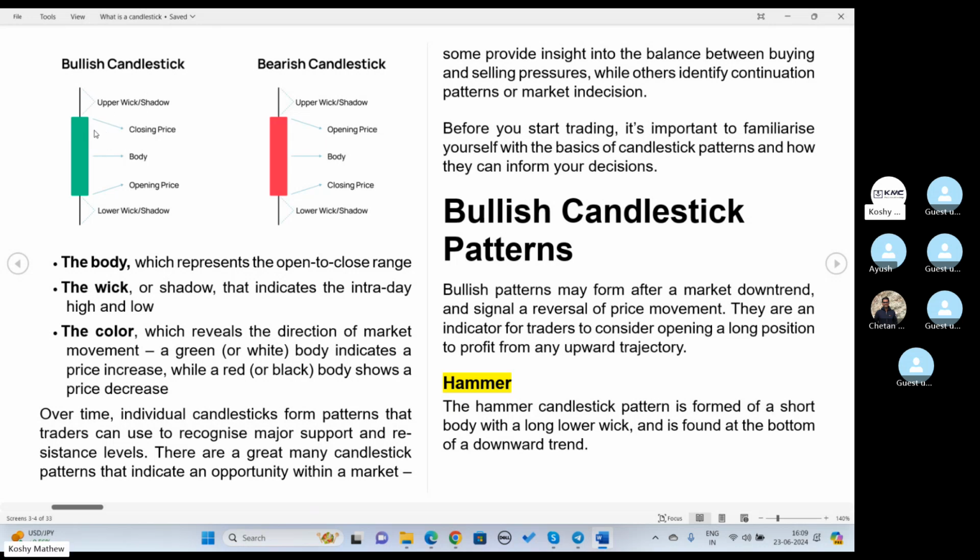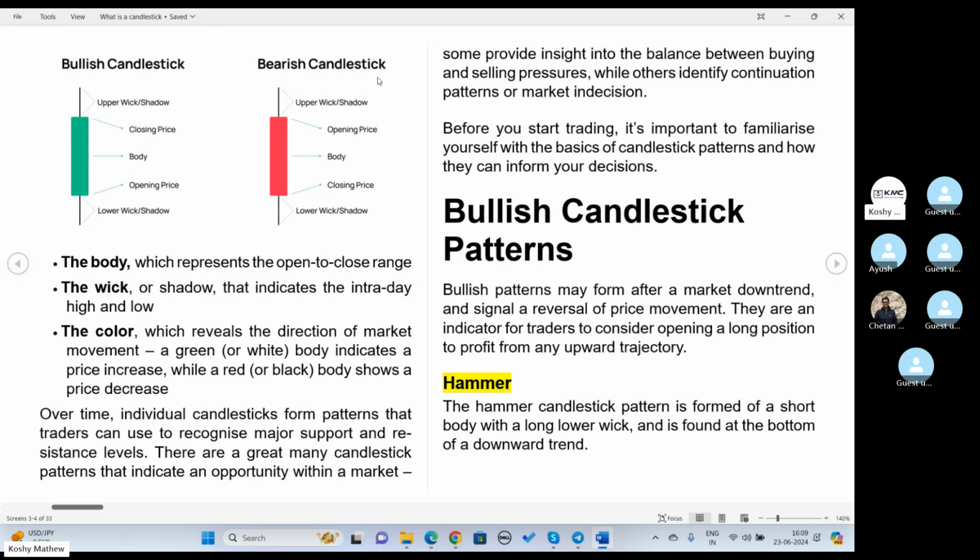This is how we denote it. Upper wick, then the closing price, because it's going up, then the body, the opening price, and the lower wick. The lower wick means it went down to here, but the market pulled up again, then closed at the top. In the same way, you also have a bearish candlestick.